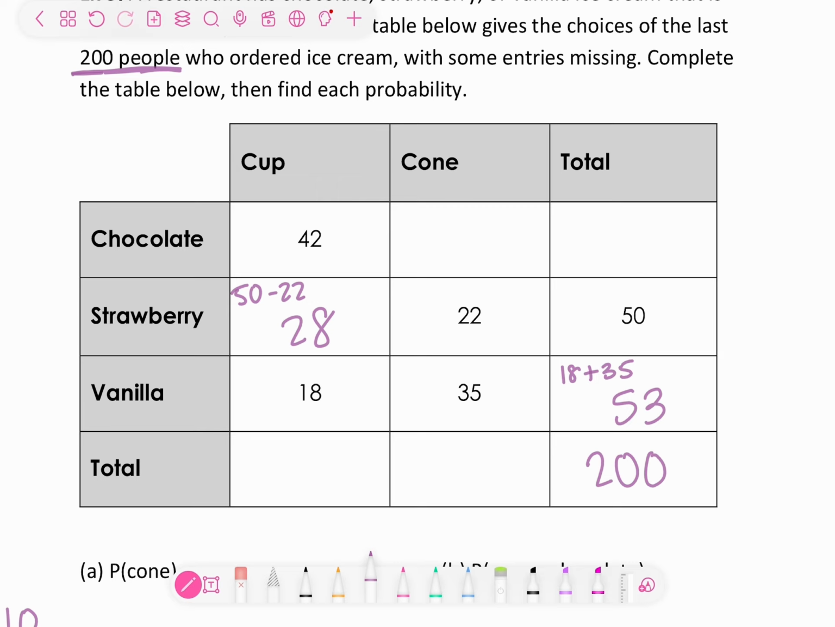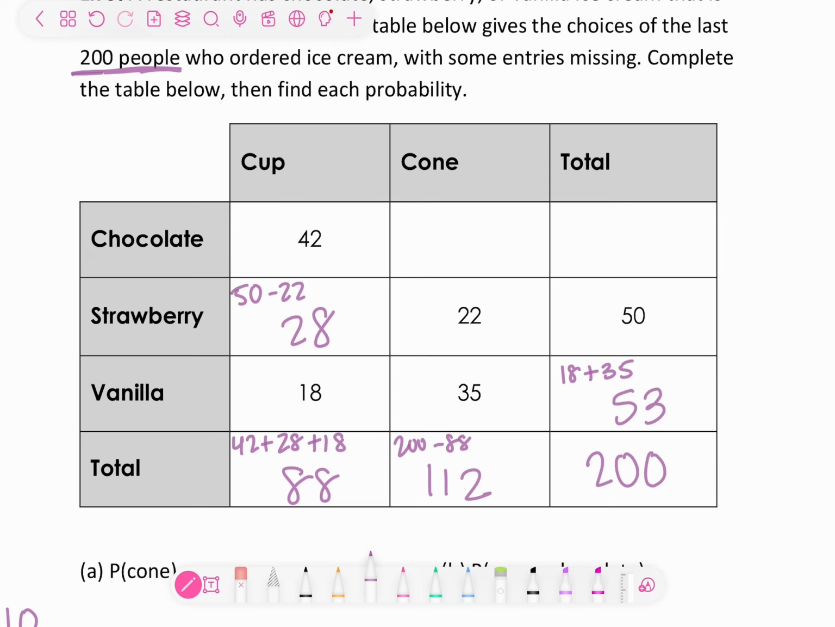Okay. And then we can now add up all the cups if we want, right? 42 plus 28 plus 18. So 42 plus 28 plus 18 is going to give us 88. And then from there, I know I have my grand total of 200. If I subtract 88 from that, it'll give me this other marginal frequency for cones. So 200 minus 88 is going to be 112.